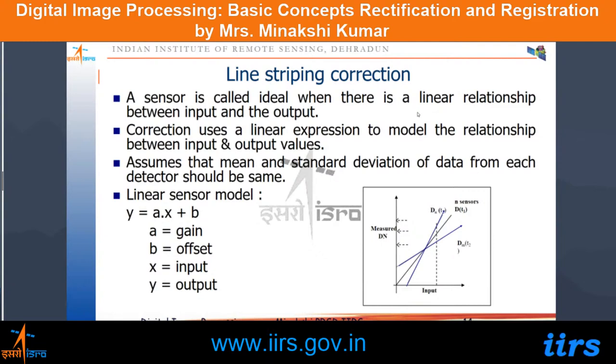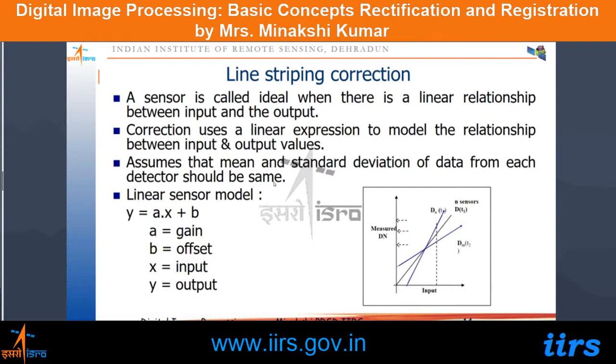So you can build an ideal relationship between the input and output. Input would be your faulty detector, output would be your reference detector, and you can fit a model between the input and the output and correct your line banding. Now, these are the two types of line dropouts and line banding. I have also written random errors. Random errors would be corrected in the next session, that is image enhancement, using filtering.